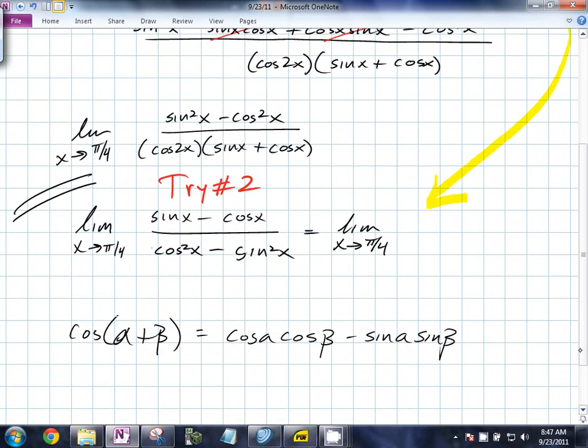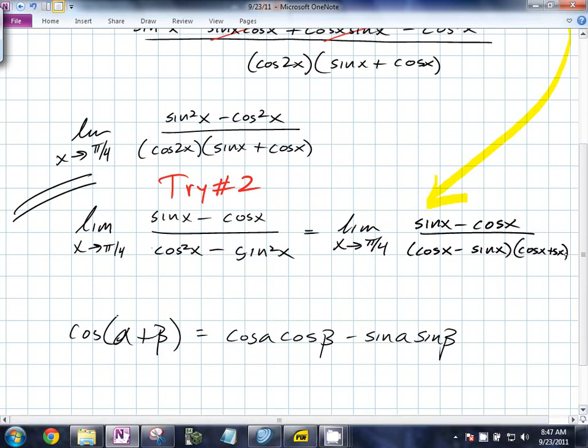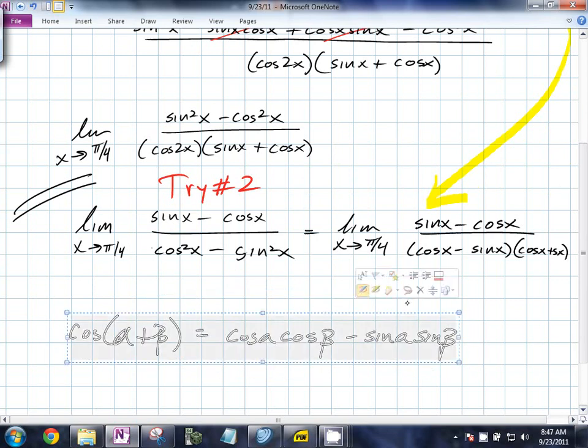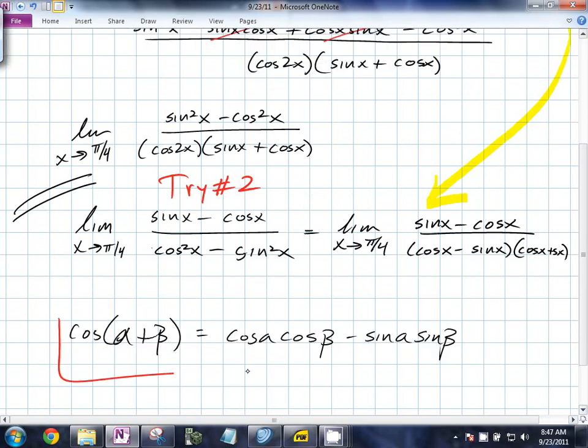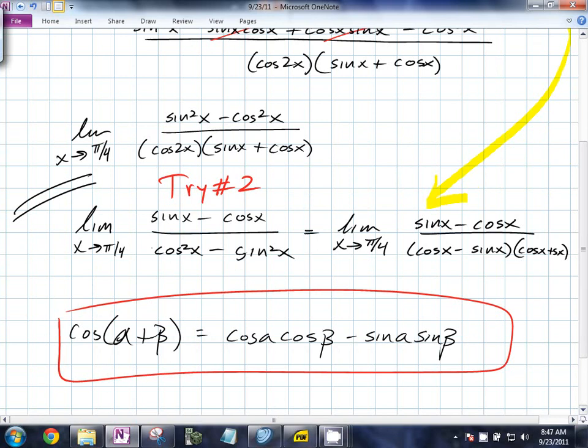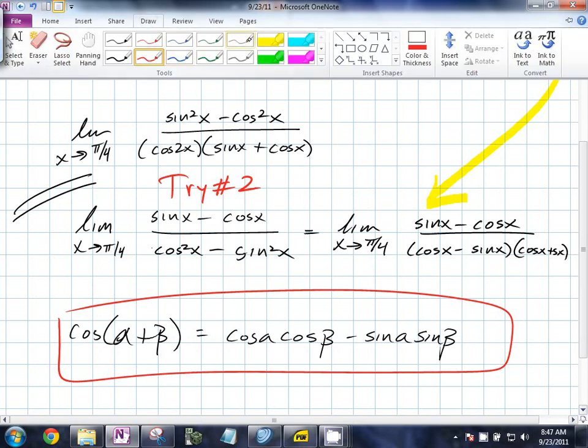Okay, so what can you do to the bottom? Difference of squares. Good. Excellent. So you end up with cosine x minus sine x times cosine x plus sine x, like that. Are we pretty close to being able to cancel something out? We're pretty close. We want sine x minus cosine x. So what could we factor out of this term right here? The negative 1.